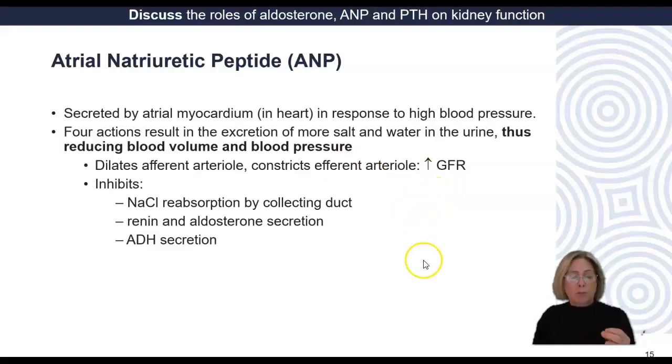And remember how we talked about that would then cause increased glomerular filtration rate and therefore increased formation of filtrate. It inhibits sodium chloride reabsorption by the collecting duct. It also inhibits renin and aldosterone secretion and also antidiuretic hormone secretion. So the net effect of atrial natriuretic peptide is to increase sodium excretion and therefore water excretion and therefore higher volumes of urine excreted to reduce blood volume and blood pressure.